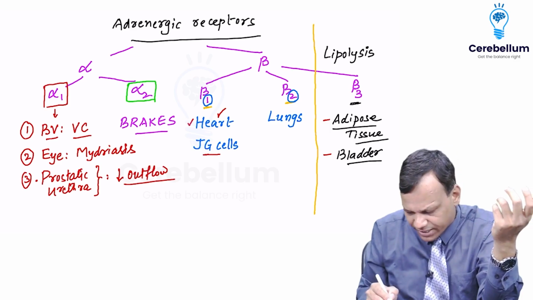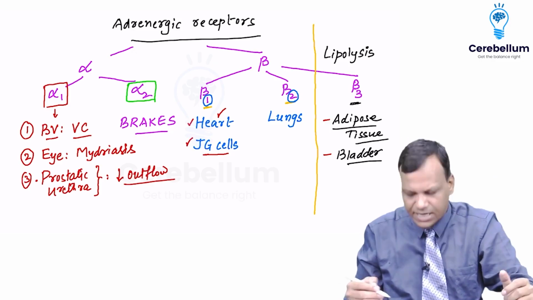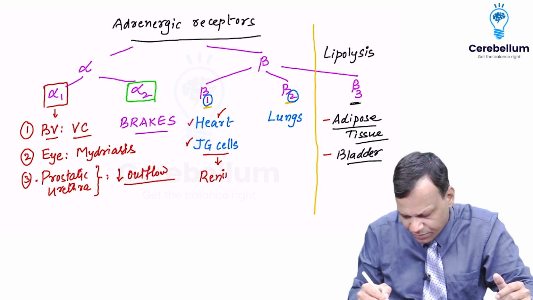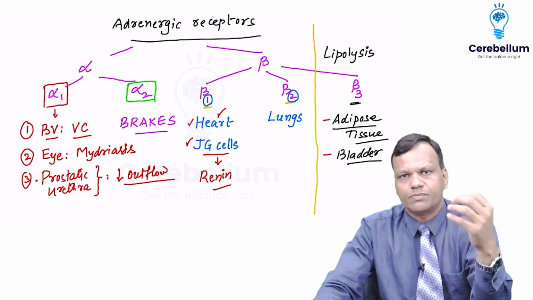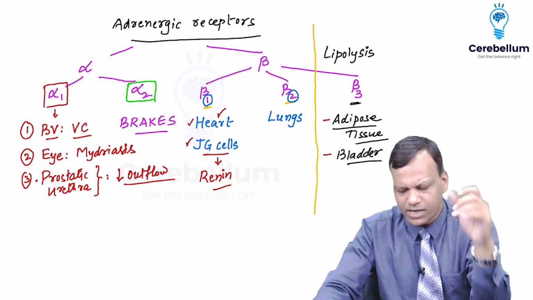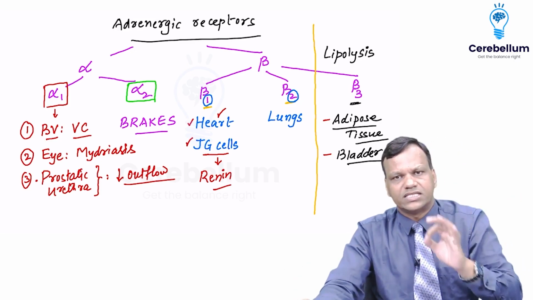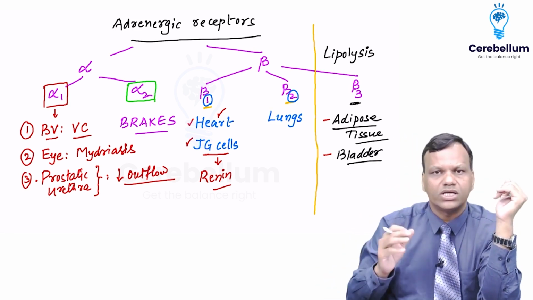Second, apart from heart, it is present in the JG cells. And when we stimulate JG cells, what will happen? Yes, there will be secretion of renin. So beta 1 will help in secretion of renin, that will stimulate the renin-angiotensin pathway. So we all know about that. So beta 1, only two locations you need to remember, heart and JG cells. Okay. Now rest everywhere we have beta 2, including the lungs.